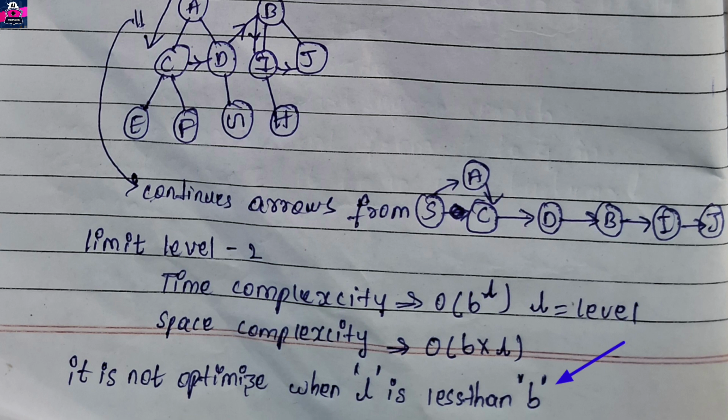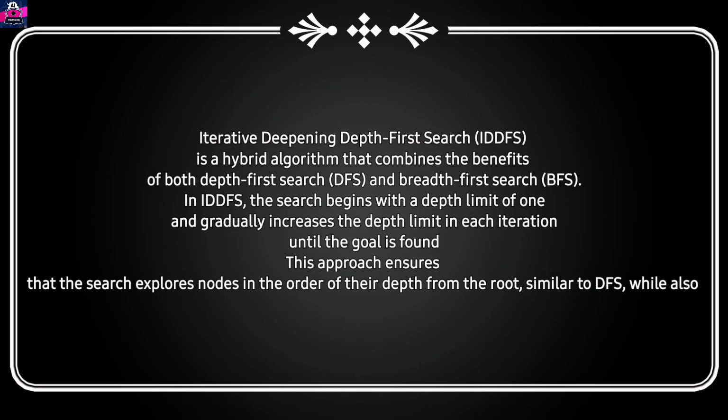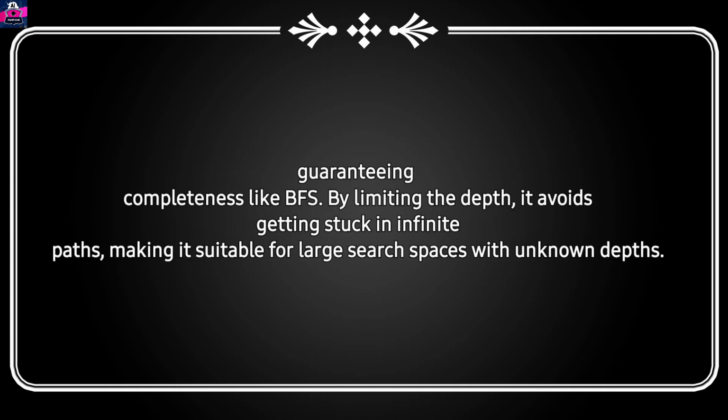Iterative deepening depth first search, IDDFS, is a hybrid algorithm that combines the benefits of both depth first search, DFS, and breadth first search, BFS. In IDDFS, the search begins with a depth limit of 1 and gradually increases the depth limit in each iteration until the goal is found. This approach ensures that the search explores nodes in the order of their depth from the root, similar to DFS, while also guaranteeing completeness like BFS.